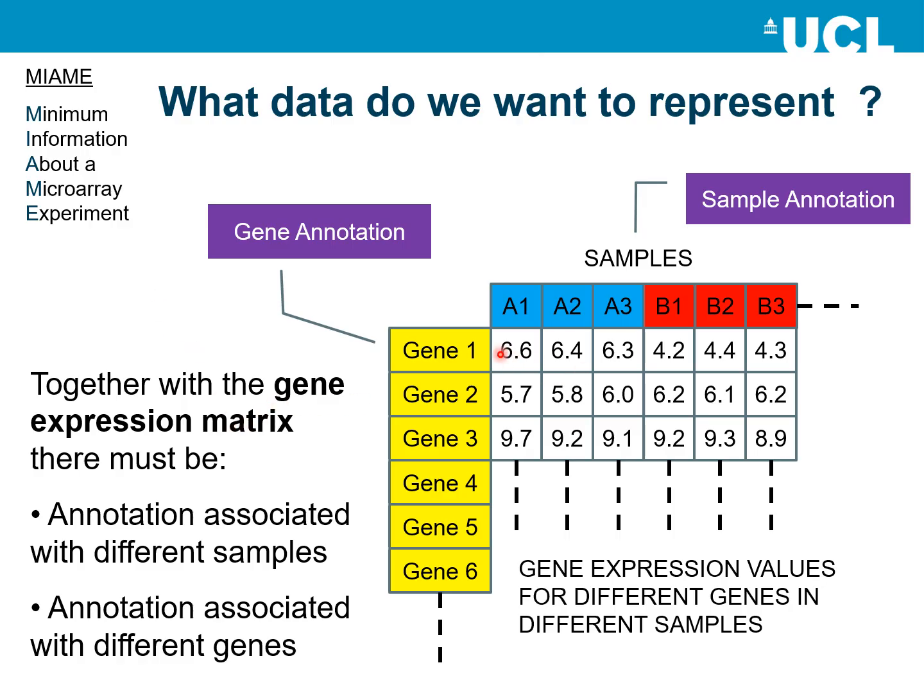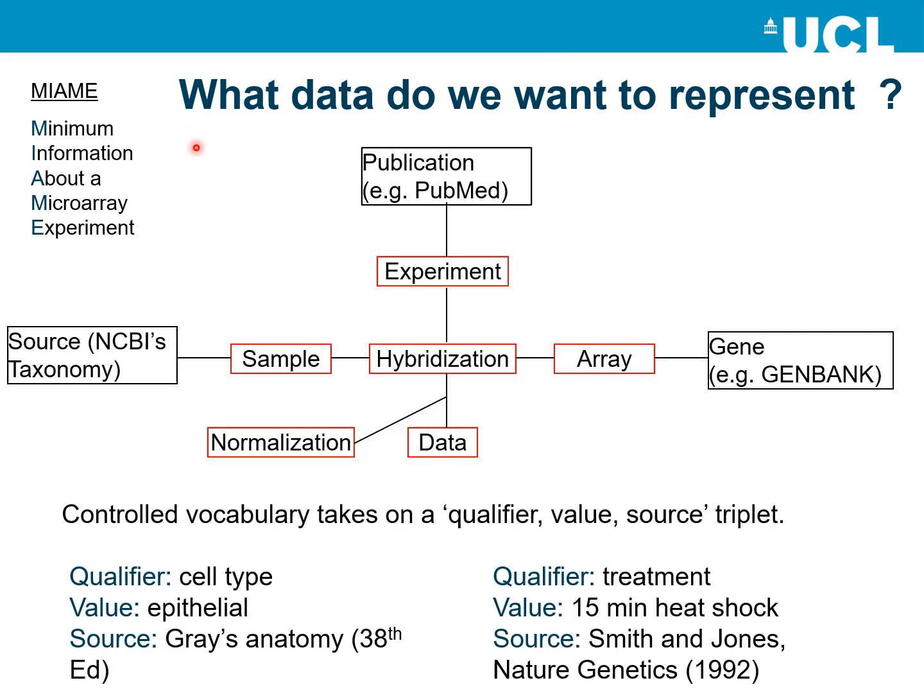So we have the gene expression matrix containing the gene expression data, but what else do we need to know? There are two clear dimensions. There's the genes, and for each gene we want to know the gene annotation. There's lots of annotation associated with any particular gene within an organism. And then we've got the samples, and for each sample we need to know the sample annotation. Again, there's lots of information about samples. So what data do we want to represent?